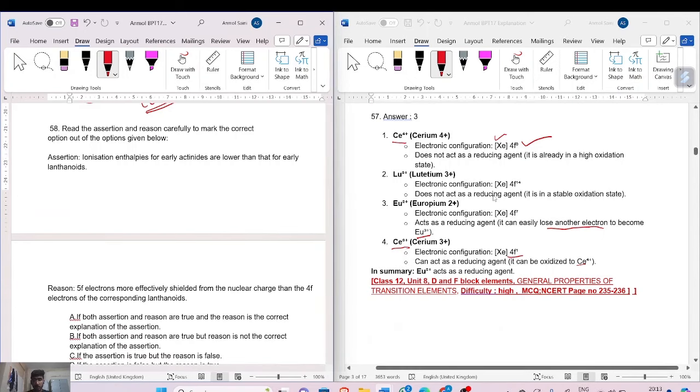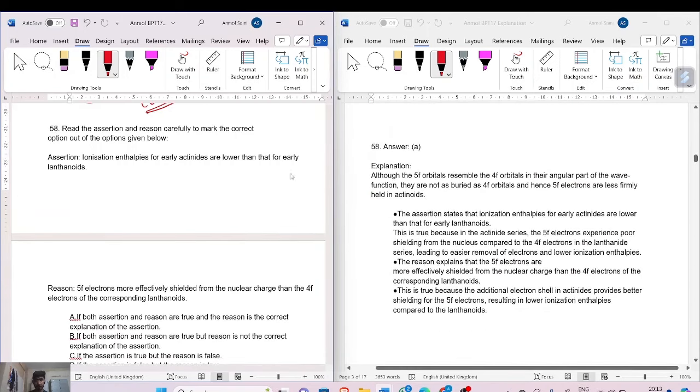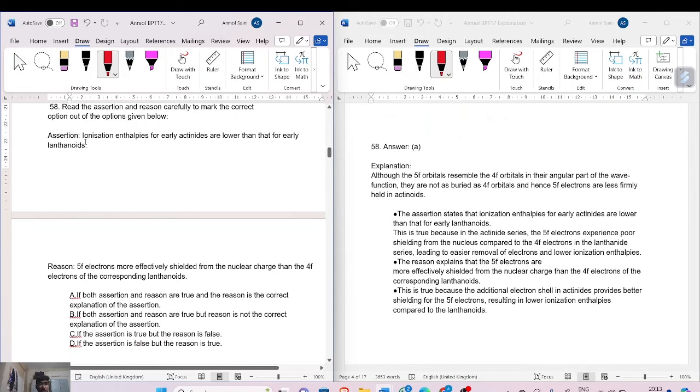Now let's come to question number 58. Read the assertion and reason carefully to mark the correct option. This is an assertion and reason type question. The assertion is that ionization enthalpy for early actinoids is lower than that of early lanthanoids. Yes, the assertion is right because the ionization enthalpy for early actinoids is lower.